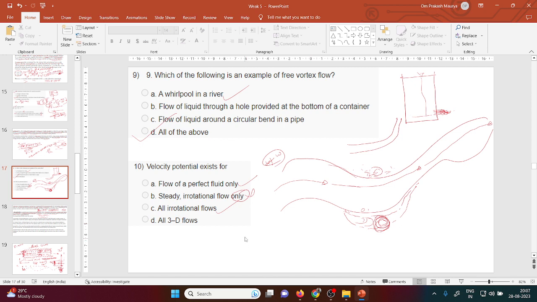You can go here. I think all irrotational and incompressible, some typing mistake I think. So option number C is correct with this correction.